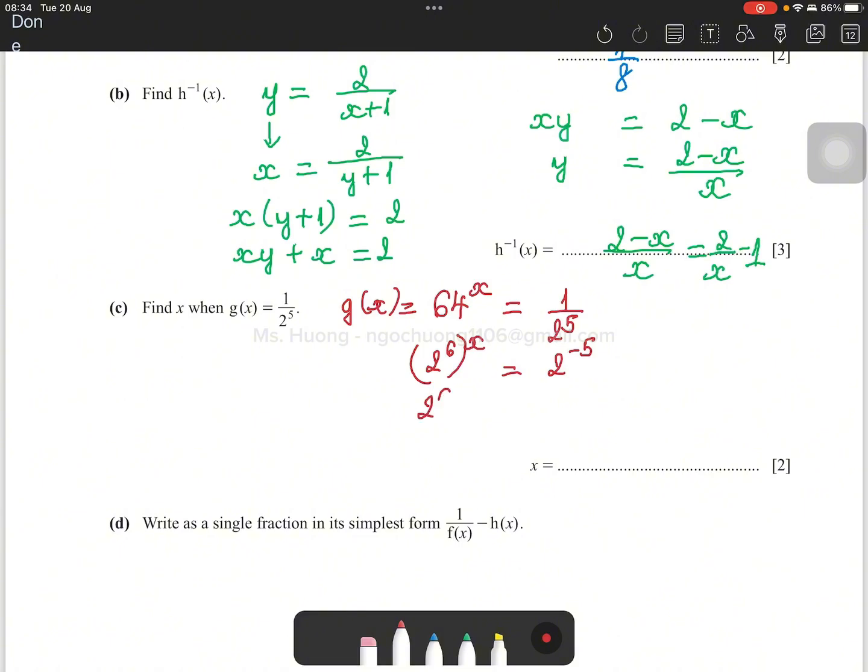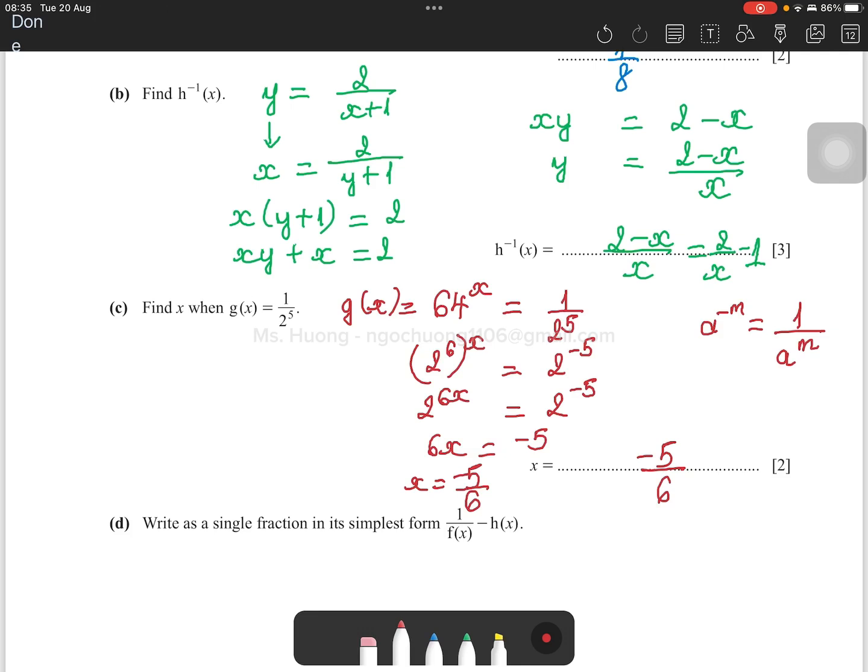So now 2 to the power of 6x is equal to 2 to the power of negative 5. Because you need to remember this, a to the power of negative n is equal to 1 over a to the power of n. So this means 6x is equal to negative 5. So x is negative 5 over 6. The final answer is negative 5 over 6.